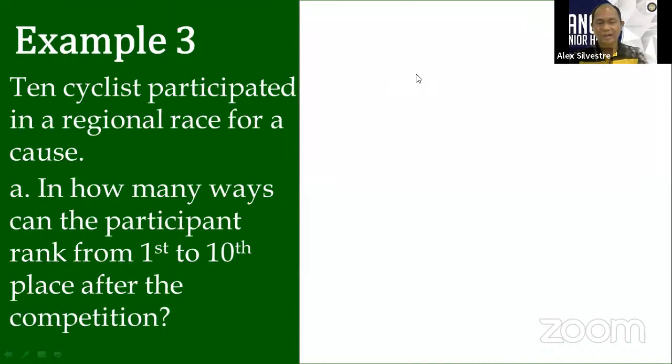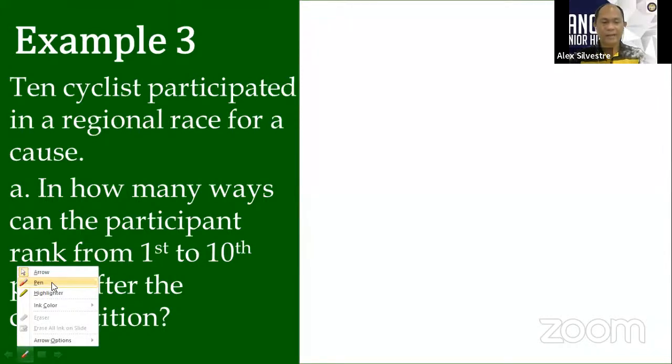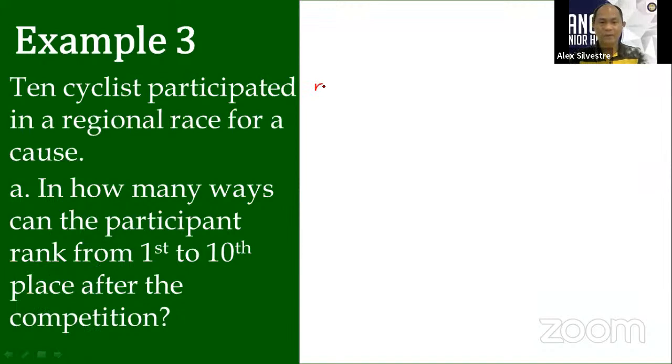At the same time, the most important here is you know what will be the value of your N, at the same time what will be the value of your R in that given problem. Okay, so based on the given problem natin, we have our N. Okay, kuhanin mo natin ang N natin represent now for 10. Okay, at the same time our R will be also in how many ways can the participant rank from 1st to 10th place. Ibig sabihin 10 din. That will be also 10.